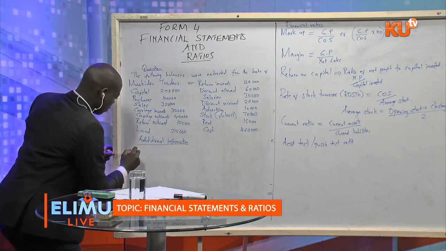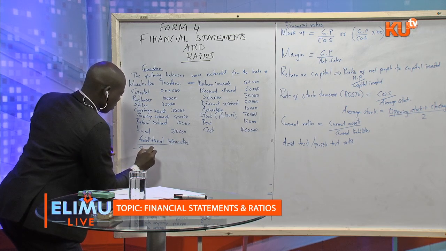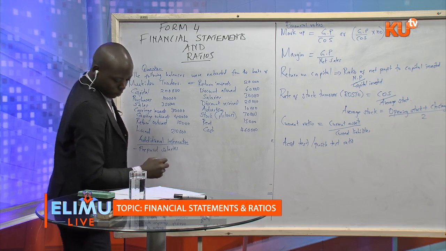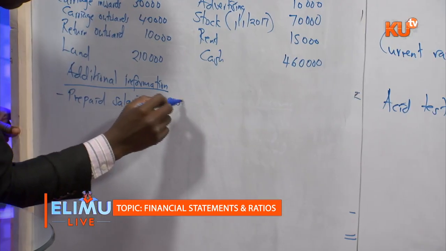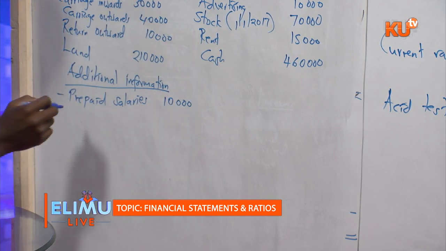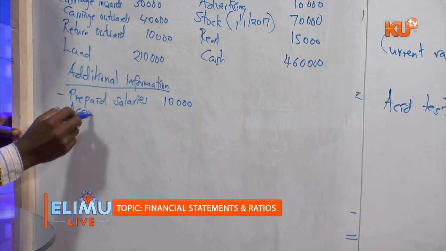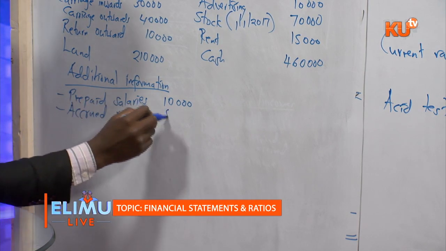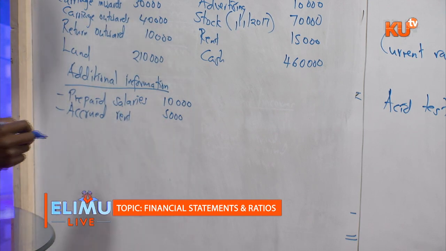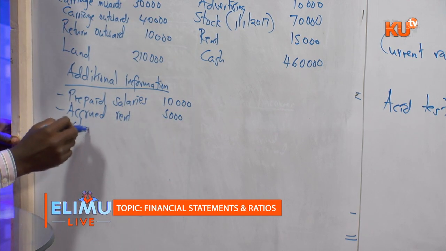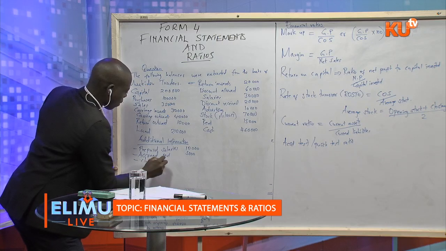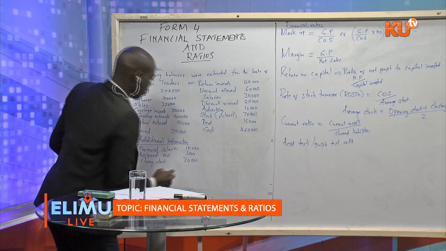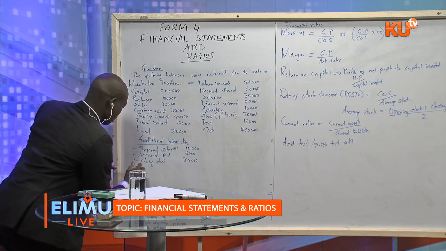We have number one, prepaid salaries amounting to 10,000. We have accrued rent amounting to 5,000. And then finally we have closing stock amounting to 30,000.